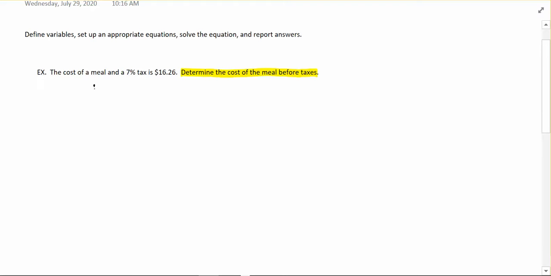So we'll say let X be the cost of the meal before tax. So this is what's on the menu, right? So you're reading the menu and that's the number you see on the menu. That does not include taxes, of course. So the cost of the meal is with a 7% tax, right?